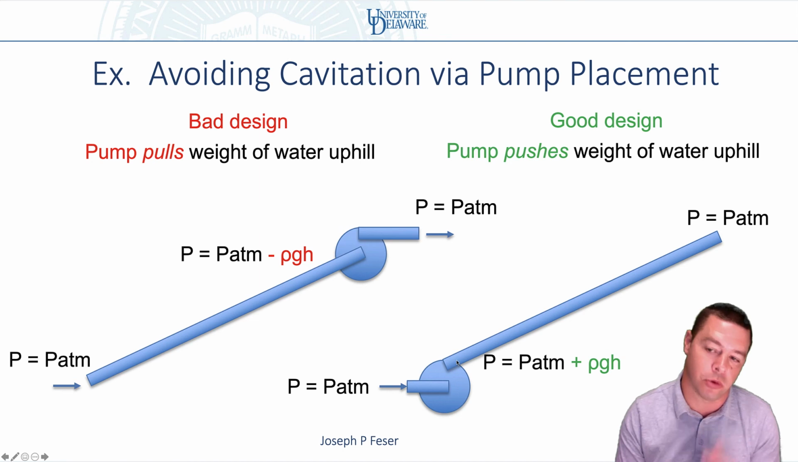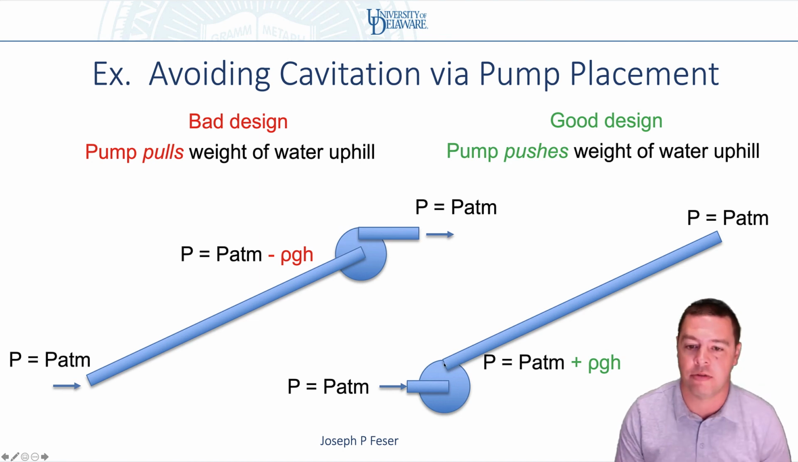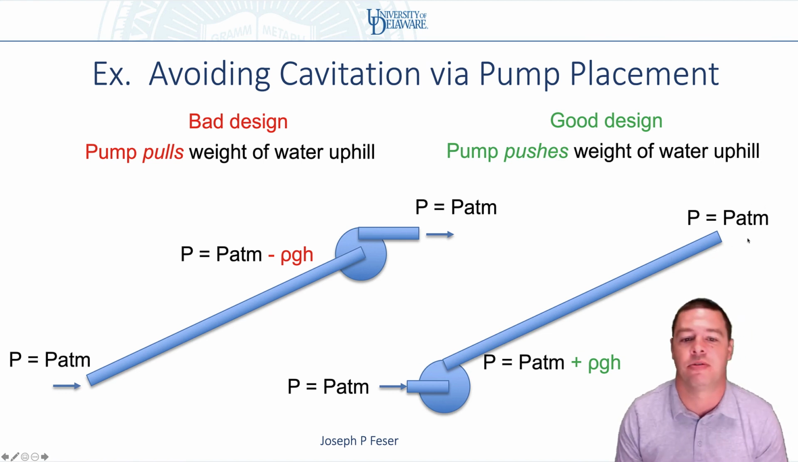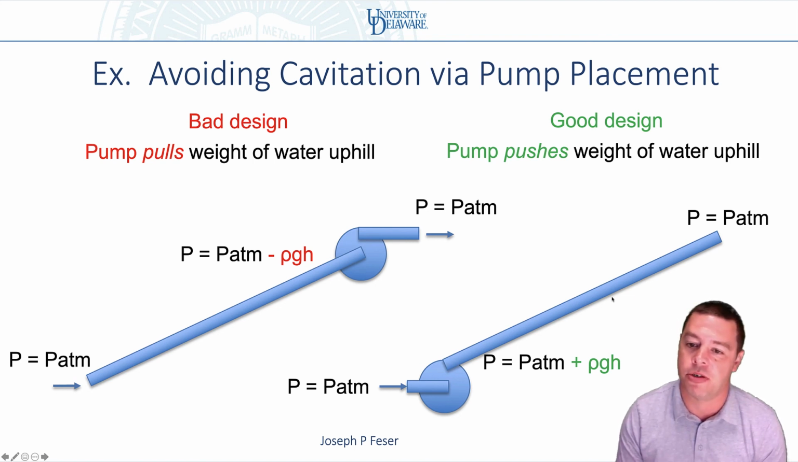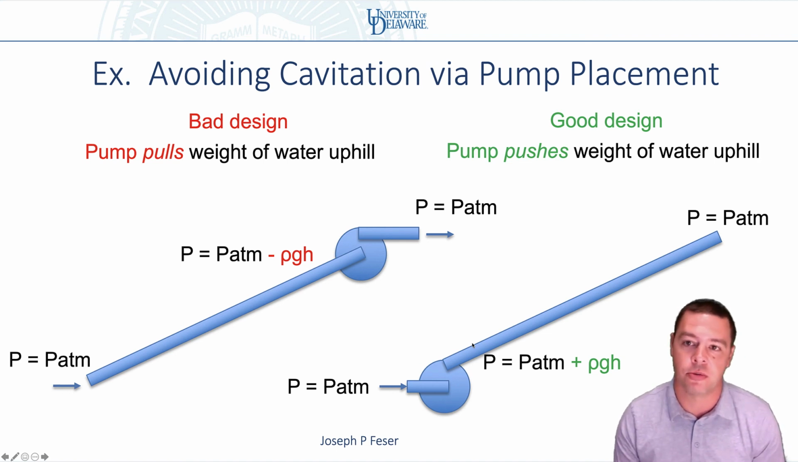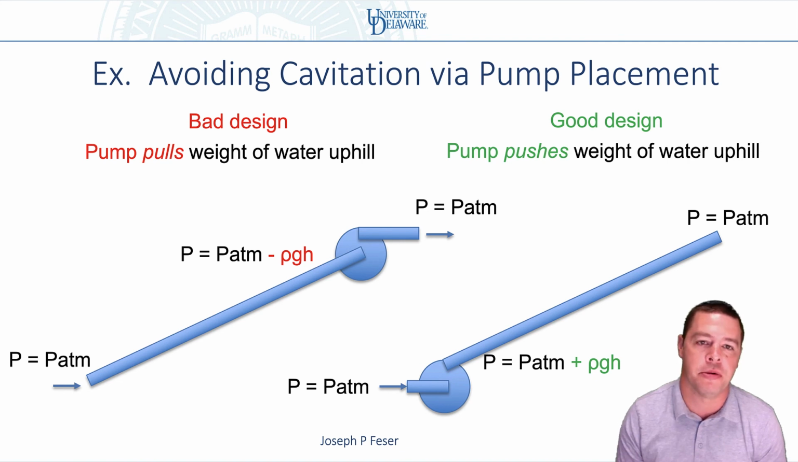In this case, we'll call that rho g h, the weight of your fluid. That's enough pressure to overcome the weight of your fluid and send it uphill, where it then exhausts to atmospheric pressure. Everywhere inside this pipe and inside your pump, the pressure is above atmospheric pressure. So this is what I would call good design. You push water uphill instead of pulling it uphill. That's the importance of thinking about cavitation and vapor pressure as you do design.